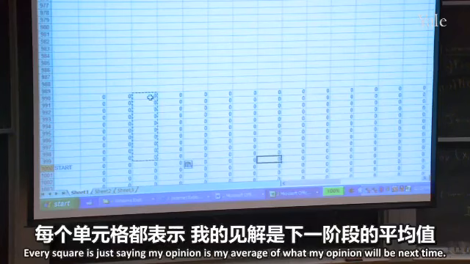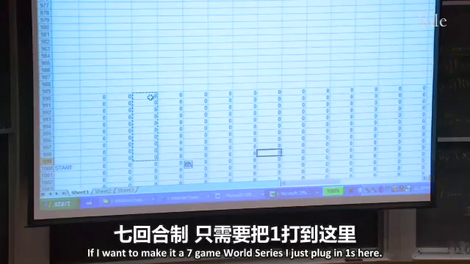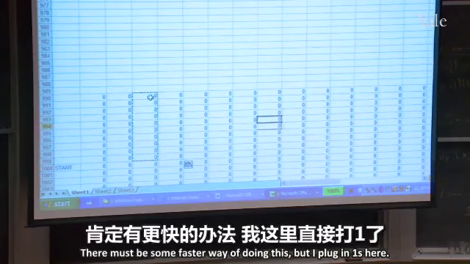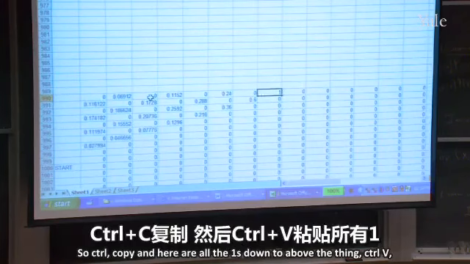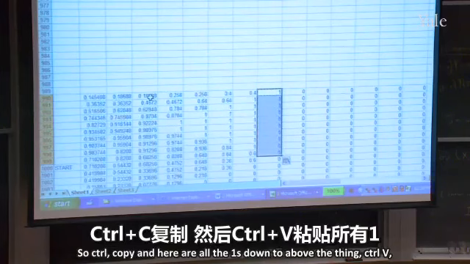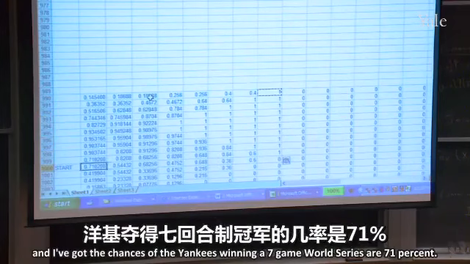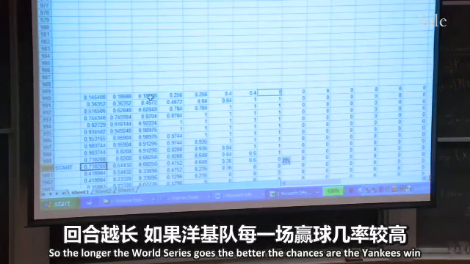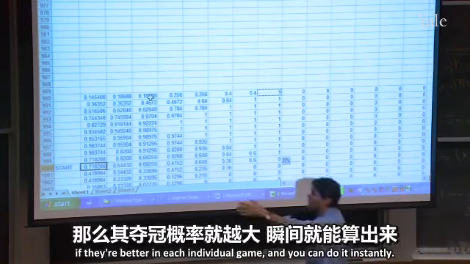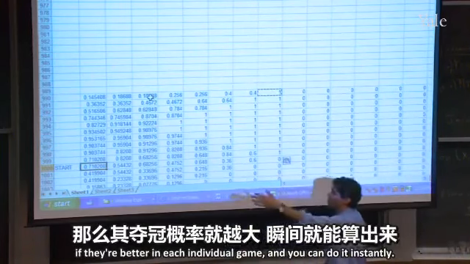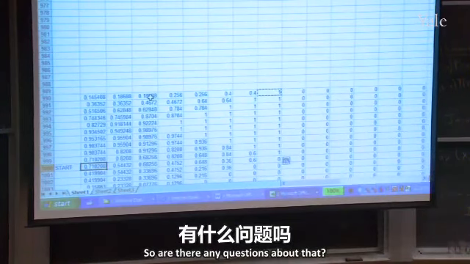Every square is just saying my opinion is my average of what my opinion will be next time. If I want to make it a 7-game World Series, I just plug in ones here. There must be some faster way of doing this, but I plug in ones here. So Control-C, and here are all the ones down to above the thing, Control-V. And now I've solved my opinion backwards. And I've got the chances of the Yankees winning a 7-game World Series are 71%. So the longer the World Series goes, the better the chances are the Yankees win if they're better in each individual game. And you can do it instantly. So are there any questions about that?